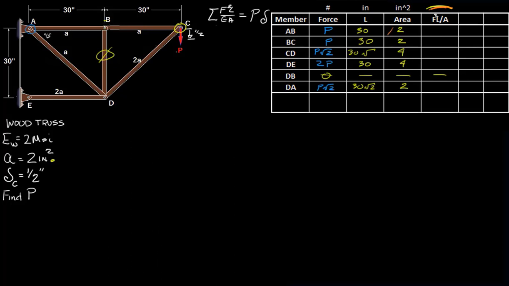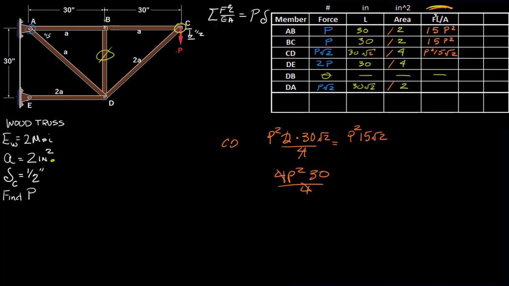So we'll have 30 divided by 2. Each one of these will be divided by all the way down the line. So we'll have 15P squared for that. This will be 15P squared. Let's see, CD will be P squared times 2 when we square that, times 30 square root of 2, all over 4. P squared 15 square root of 2 for that. And DE will be 4P squared 30 on 4, so the 4's drop out, and this becomes 30P squared. And then DA will be P squared times 2, 30 square root of 2 on 2, so that'll be 30P squared square root of 2 for that one.